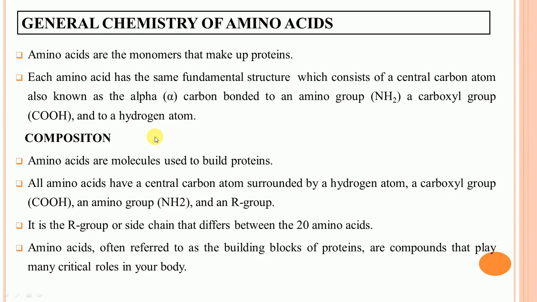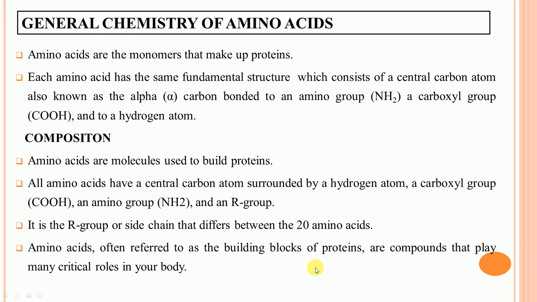According to its composition, amino acids are the molecules which are used to build proteins. All the amino acids have a central carbon atom surrounded by a hydrogen atom, a carboxylic group, an amino group, as well as an alkyl group. So it is the R group or the side chain that differs between the 20 amino acids. Amino acids are often referred to as the building blocks of proteins, which are compounds that play a critical role in your human body.